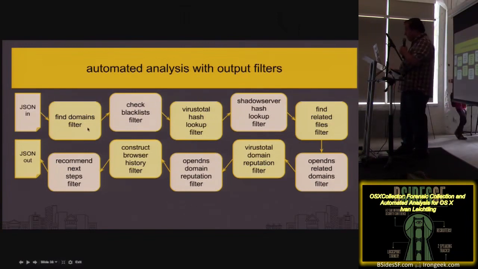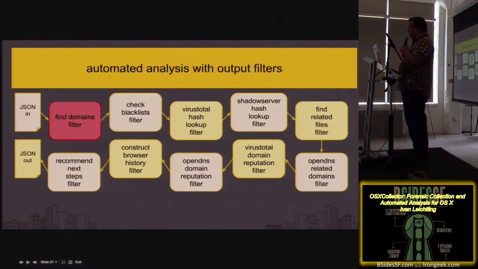Like this first filter that we're talking about, it finds domains. Is there a domain in this data? Yes, no, whatever. And if it finds a domain in the data, it just adds another key to the JSON saying, here's the domains I found. So we'll walk through roughly the flow that we do in this simple analysis, where we chain together all this for amazing automated results.